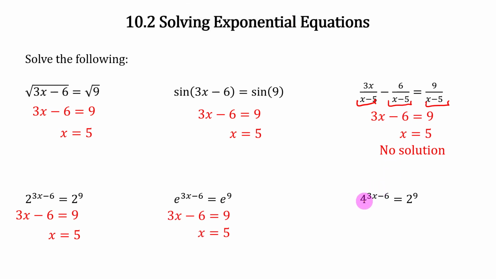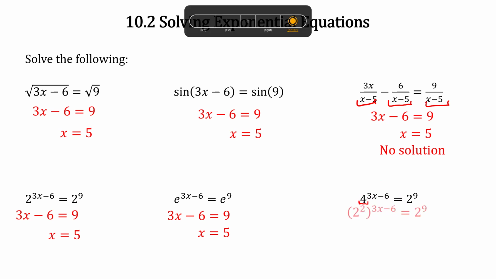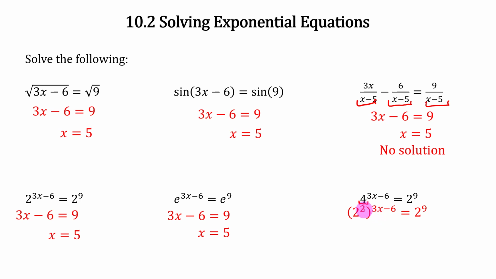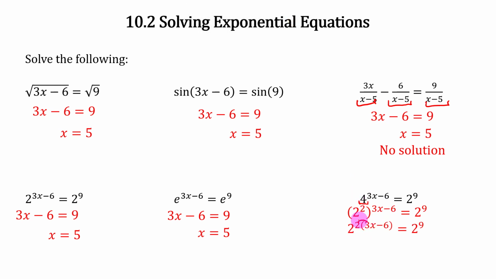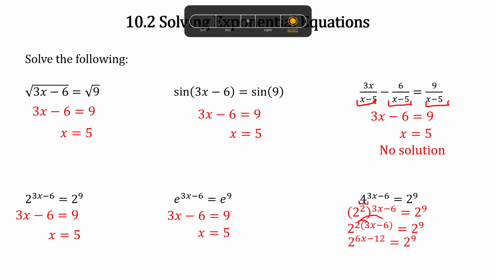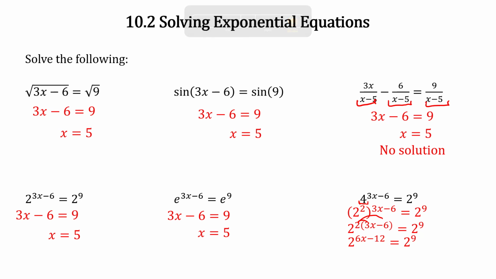Now we get to a problem over here. Our bases are not the same. But is there a way to write 4 so that its base is 2? Yes. 4 is 2 squared. Now I can use the property of exponents and multiply this 2 by 3x minus 6. Do our distribution, and get 2 to the 6x minus 12 equals 2 to the 9th.